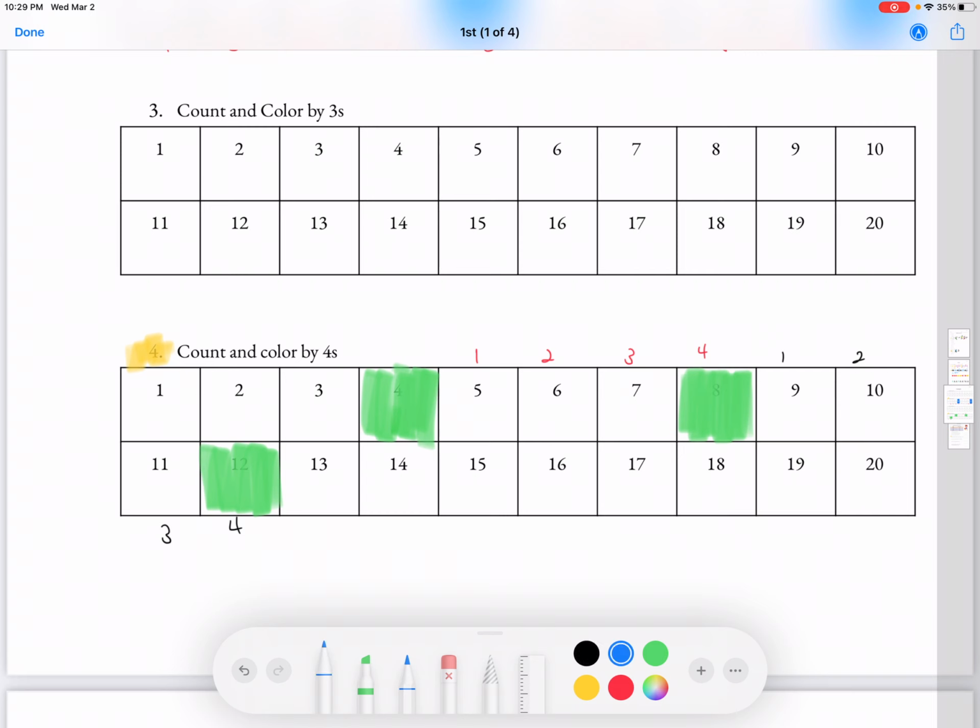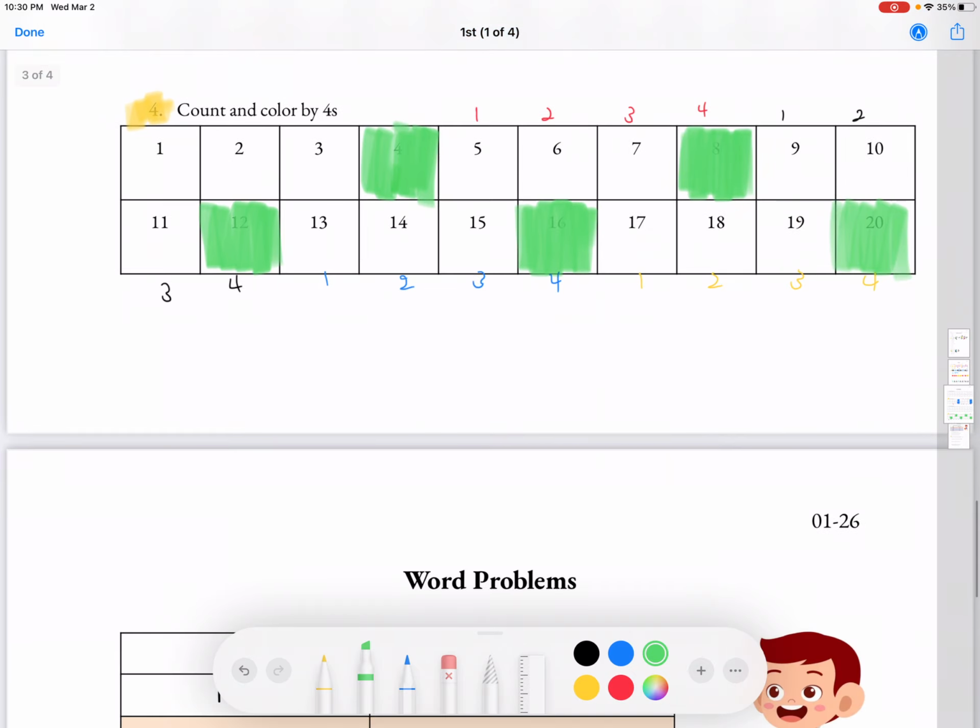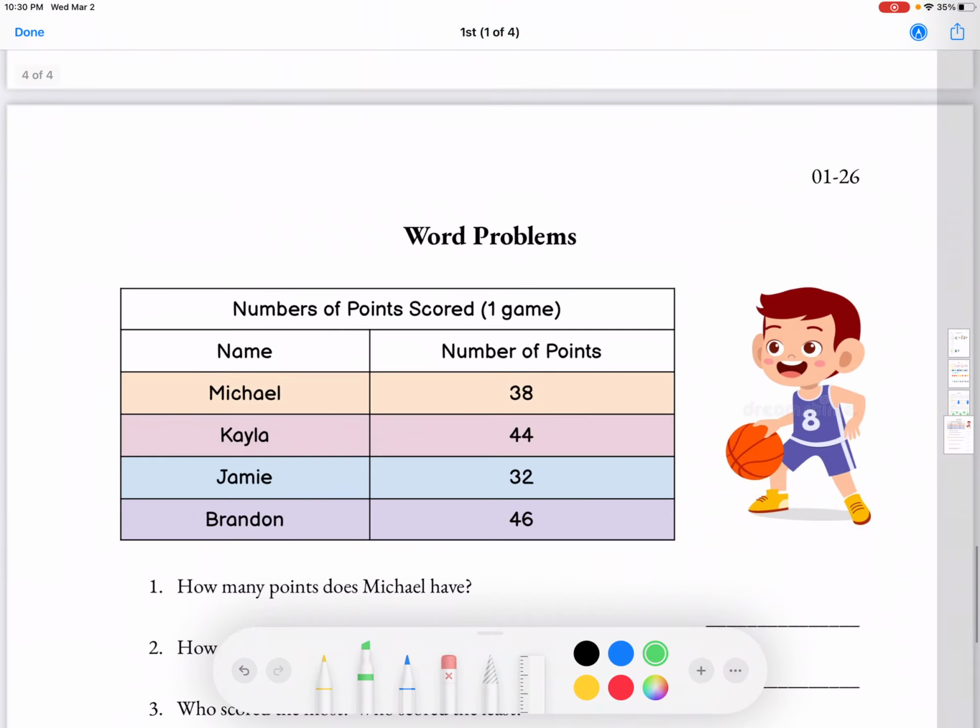Then we're going to go 1, 2, 3, 4. We're going to shade in 16 since that's what we landed on. And then finally, we're going to go 1, 2, 3, 4 one more time. And then we're going to shade 20 since we landed on 20. So our 4s for number 4 is going to be 4, 8, 12, 16, and 20. Moving on to word problems.